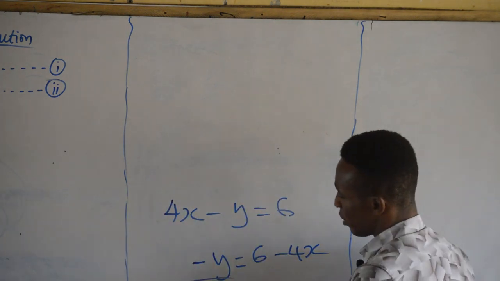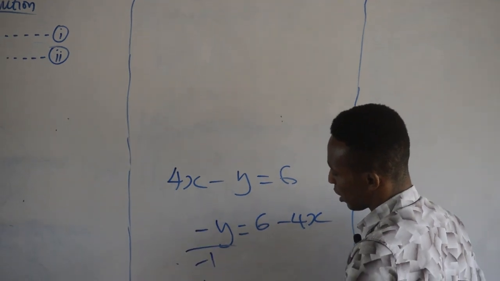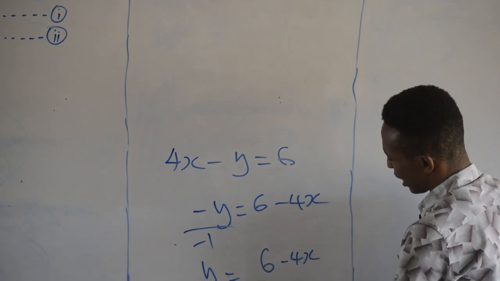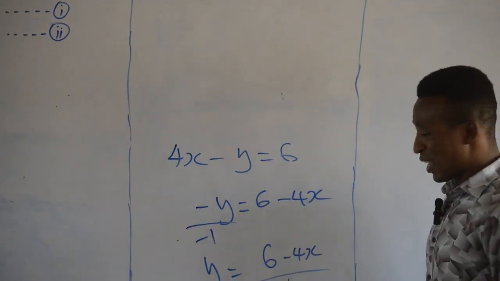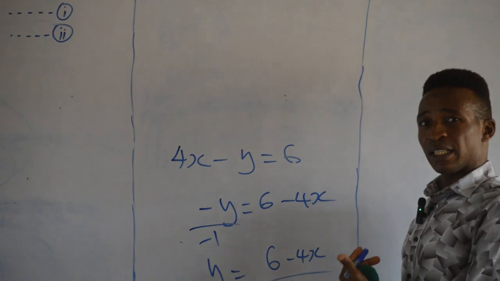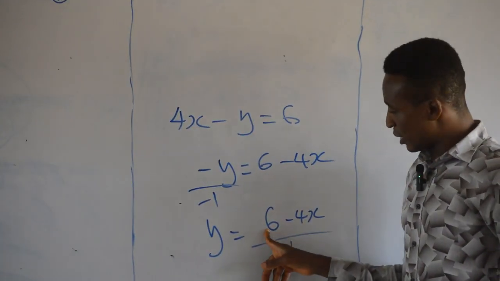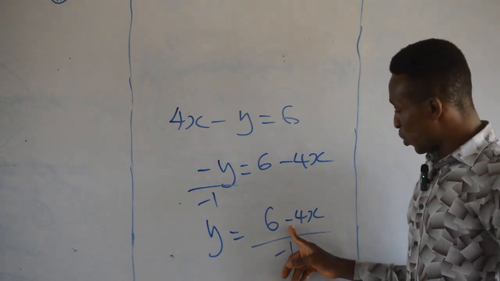Now when you divide both sides by minus 1, you are going to have y. Then that means we have 6 minus 4x, everything here divided by minus 1. When you are dividing this, you divide it singly. When I say singly, that means value by value. You divide this 6 by minus 1, you divide this one by minus 1.